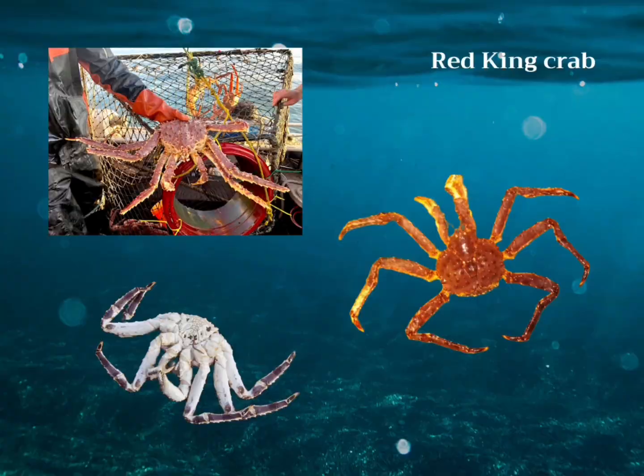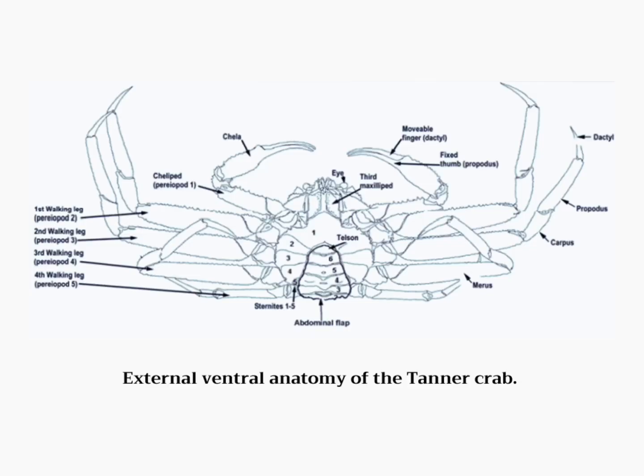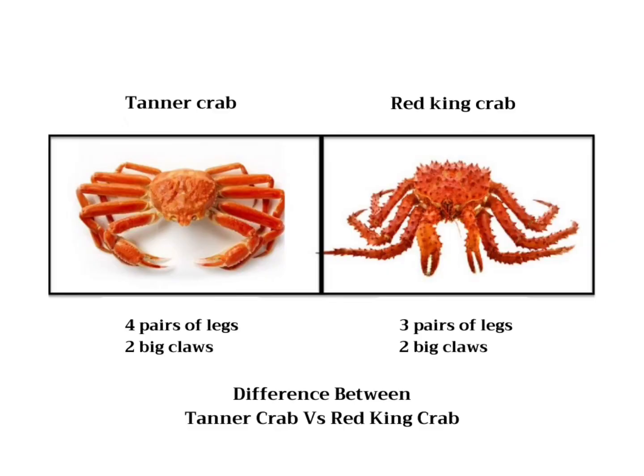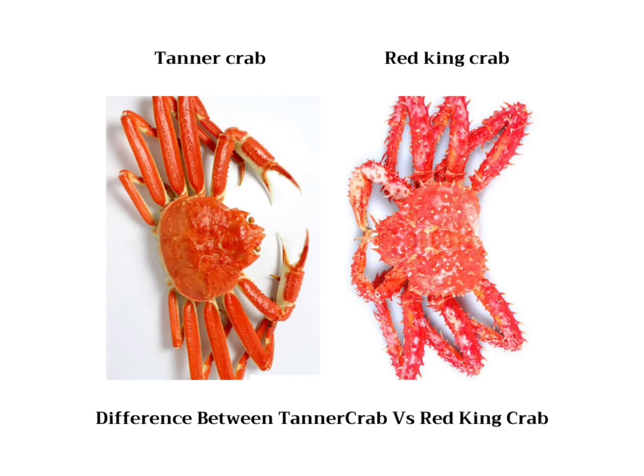the red king crab. Red king crab. External ventral anatomy of the tanner crab. Tanner crab. Difference between tanner crab and red king crab: tanner crab has 4 pairs of legs, including 2 big claws, and red king crab has 3 pairs of legs, plus 2 big claws. The red king crab is spinier and has more spines than the tanner crab.